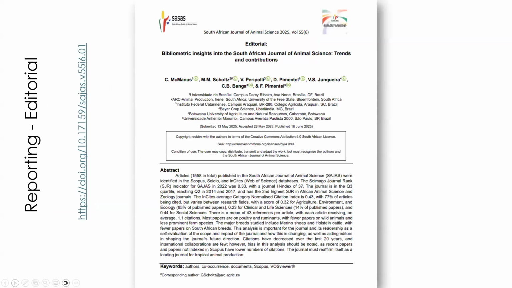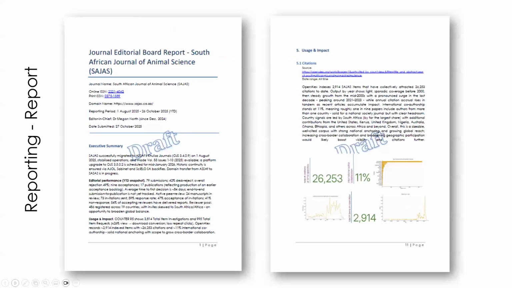I've spoken about the reporting. This editorial was published in the most recent South African Journal of Animal Science: a bibliometric insights into the South African Journal of Animal Science, trends and contributions up to now. So it's one way to report on the impact of your journal, or you can go all out and go in detail.